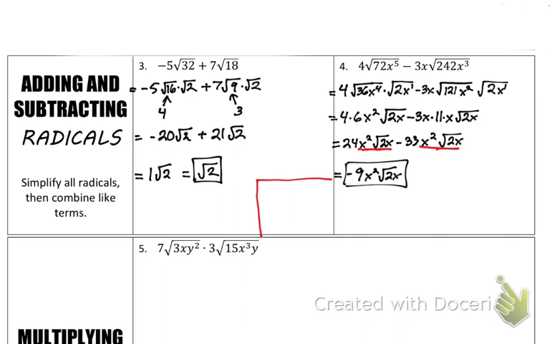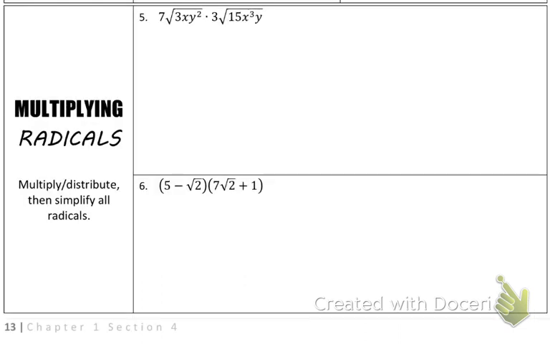Now is the time to ask questions because we're moving on to multiplication. But multiplication is pretty much the exact same thing. Copacetic? All right. Then let's move on to multiplication.